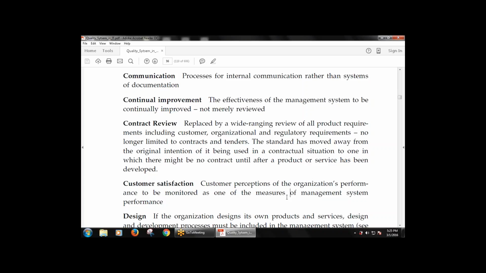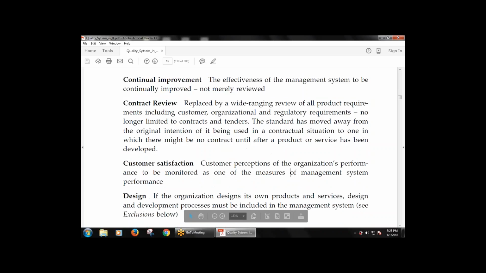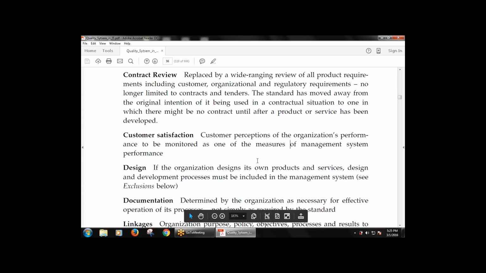The next is design, that is, the designing of the system. If the organization designs its own products and services, then design and development processes must be included in the management system.